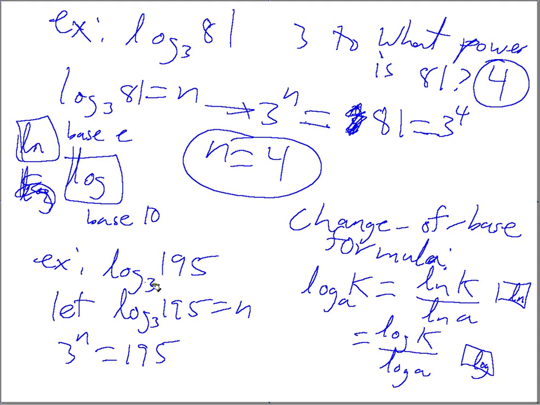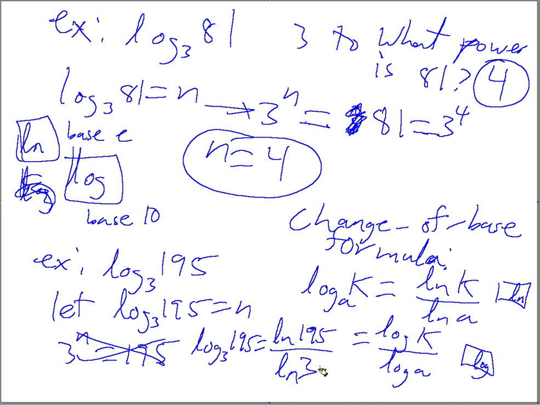All right? So in other words, going back to our problem here, I cannot solve it using this technique. So I'm going to use the change of base formula. So log base 3 of 195. Let me use the ln button here. Then this is going to be equal to ln of 195, since think of 195 as my k and think of the a as 3. So ln of 195 divided by ln of 3.